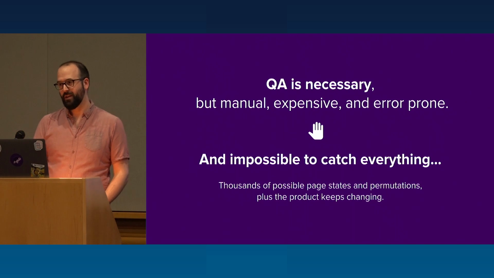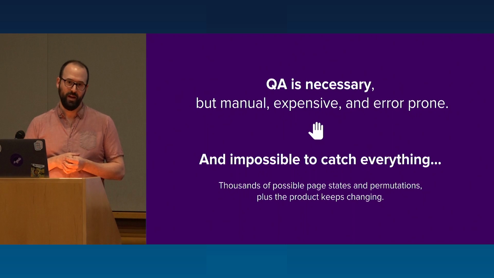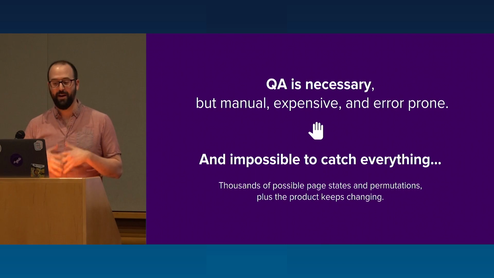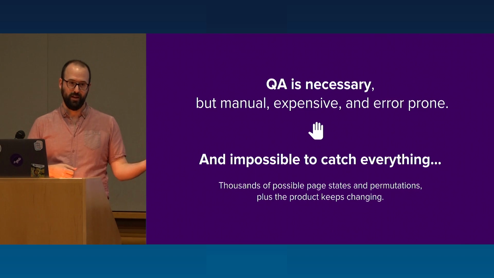And it's just impossible to catch everything, especially if you're doing very manual QA. Even in some of the examples I'm showing you, there's thousands of possible page states and permutations of these page states, and the product is constantly changing and updating and getting new features, so you have to keep up with that as well. And you're also relying on people's memory to remember what the page looked like before, so you're always going to miss stuff anyway because we're just not good at these things.